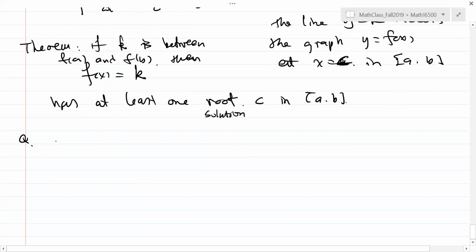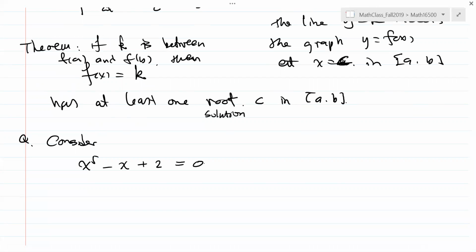Okay, I consider the following equation: x to the fifth minus x plus 2 equals 0. Let's try to solve it. And you are not able to use any formula to write down the solution.